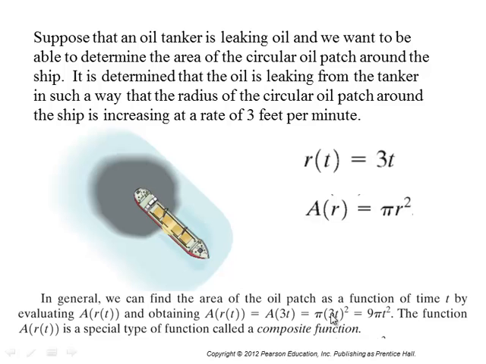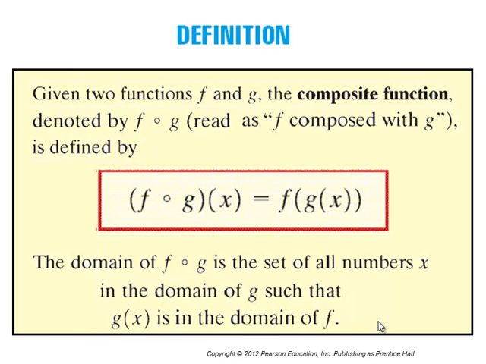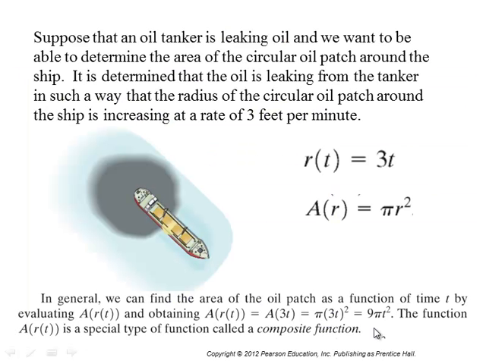So you're going to plug in 3t for r. So you have pi times 3t squared. And 3t squared is going to be 3 squared times t squared, which is 9t squared. So you have 9 pi times t squared, which is the area of that oil slick as a function of time. So what we just got done doing is we took a function of a function. In other words, we did a composite. We formed a composite function.